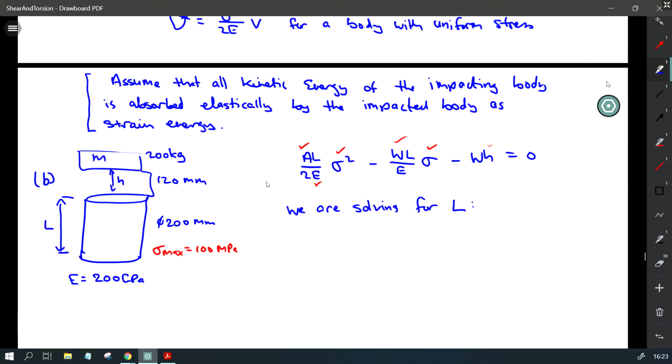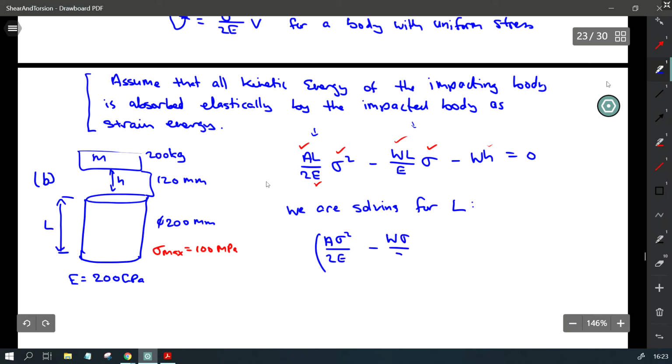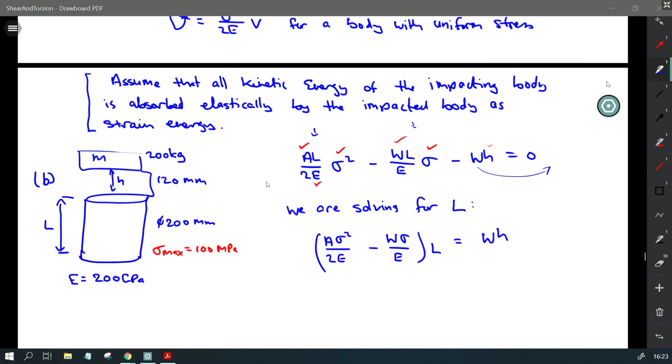So the thing to do is to rearrange the equation so that we have something in terms of L. If I do that, L features there and it features there, so I can take it out. So I can say A sigma squared over 2E minus W sigma over E times L. I can bring that back over to the other side, equals WH. Okay, and I can work out those numbers inside there.